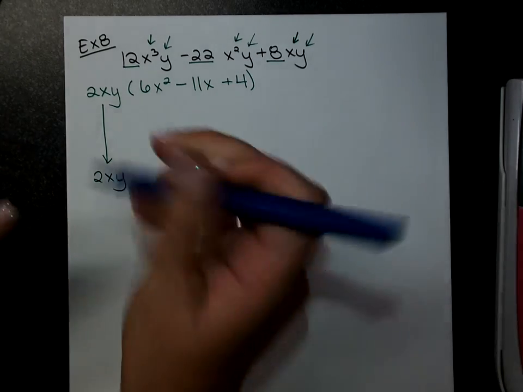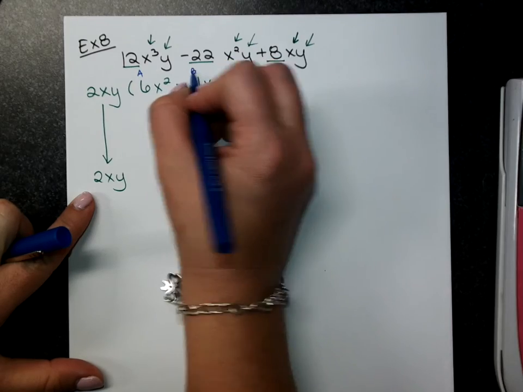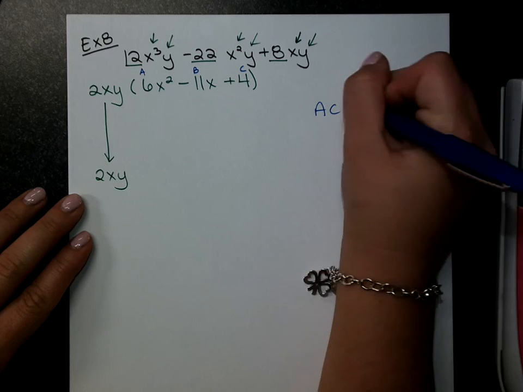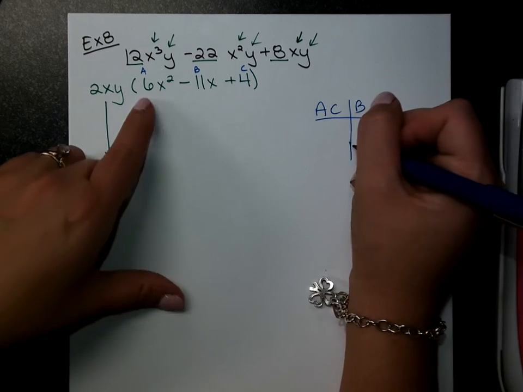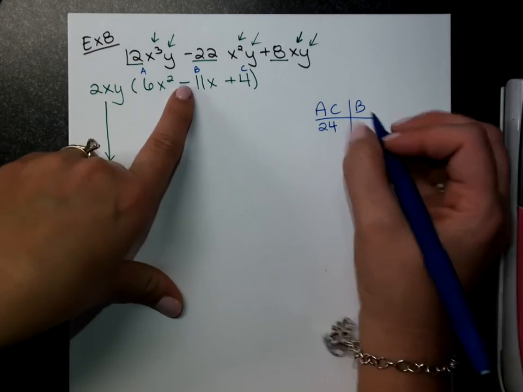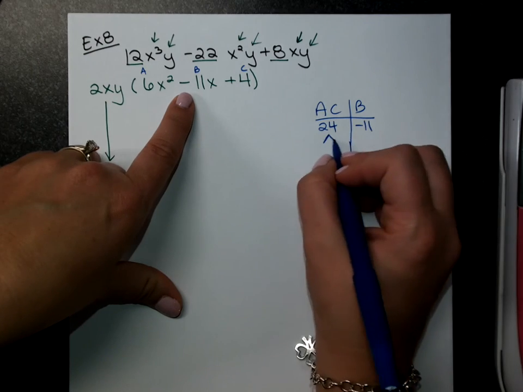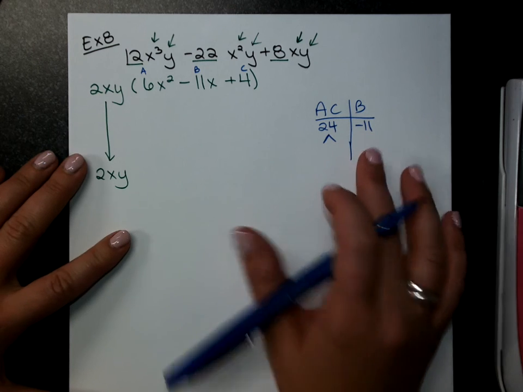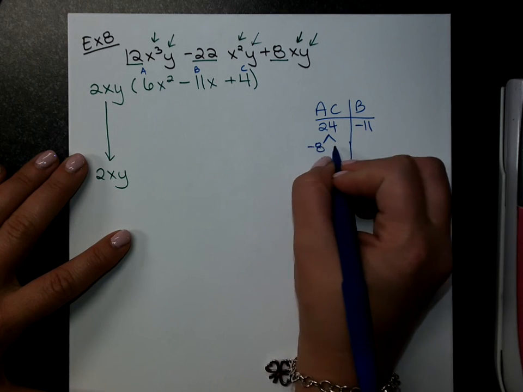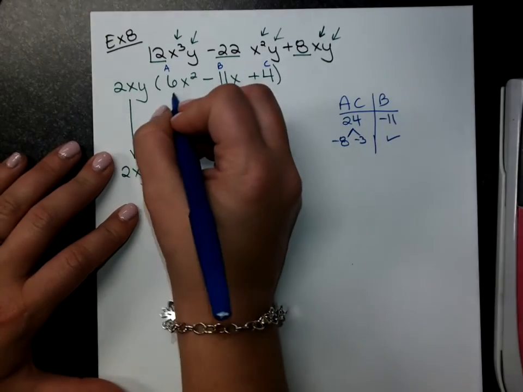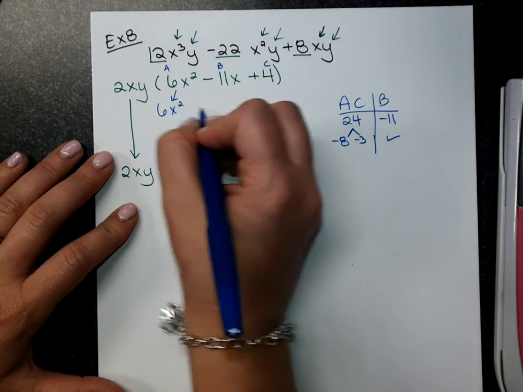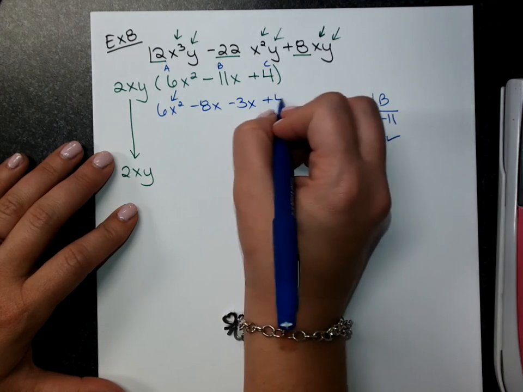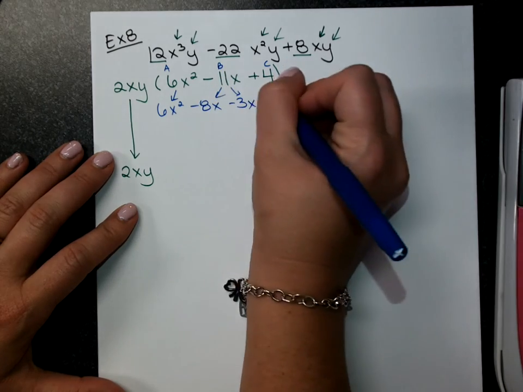For our factoring, we're going to focus on the leftovers, a, b, and c. So we have a, c, and b. A times c is 24. B is negative 11. So I need two numbers that multiply to positive 24 and add to negative 11. So that'd be negative 8 and negative 3. So we'll have 6x squared minus 8x minus 3x plus 4. I don't know if the arrows help.